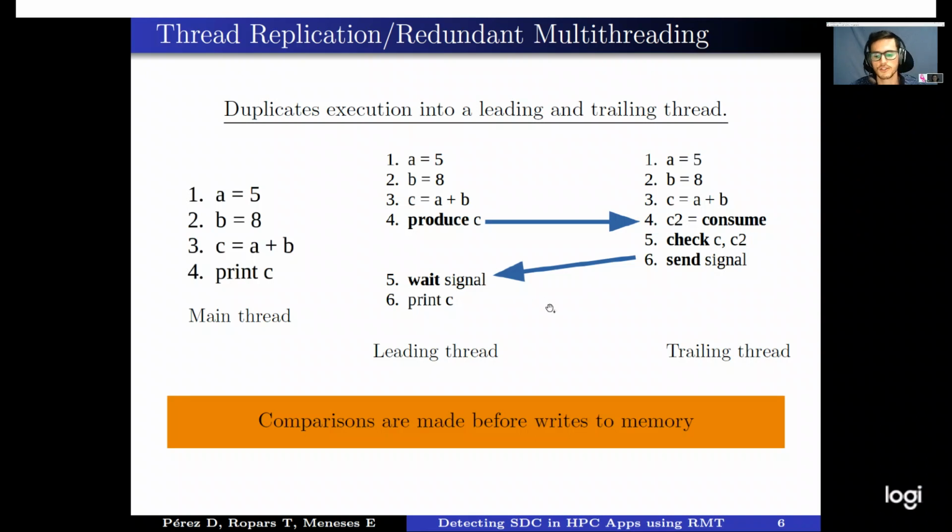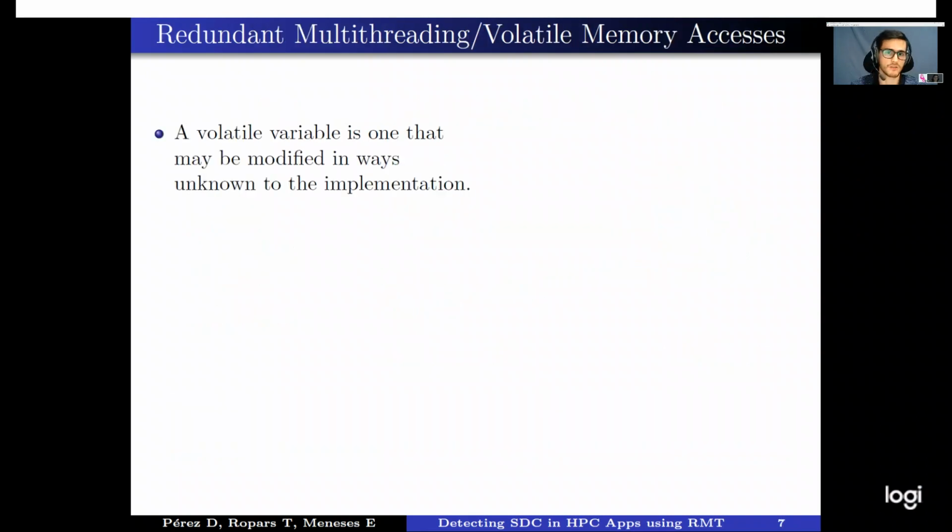Okay, so something very important within redundant multithreading, it's what it's defined as a volatile memory access. A volatile memory is one that may be modified in ways unknown to the implementation. That means a variable that escapes the thread local scope. It pretty much means all those writes to memory.